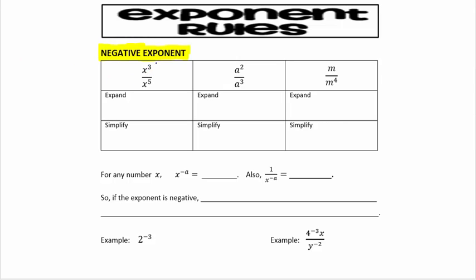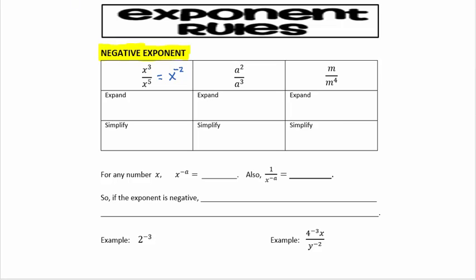The first thing I want to do is remember our rule when we had division with the same base. If you remember, we kept the base and then we subtracted the exponents. So we had 3 minus 5, which made negative 2. So x to the third over x to the fifth is equal to x to the negative 2. So there's an expression that has a negative exponent.